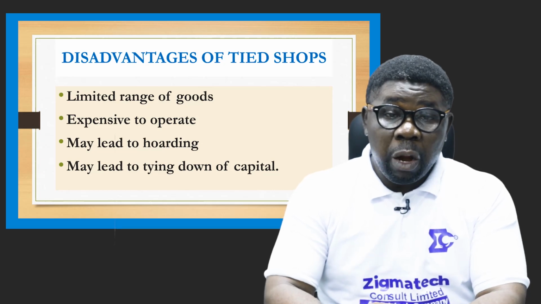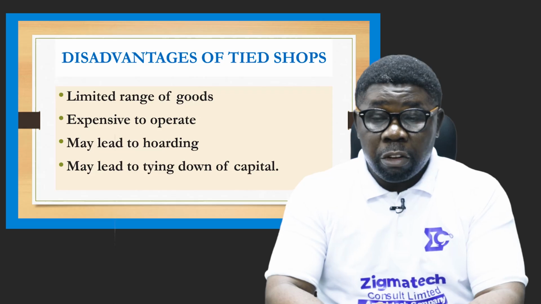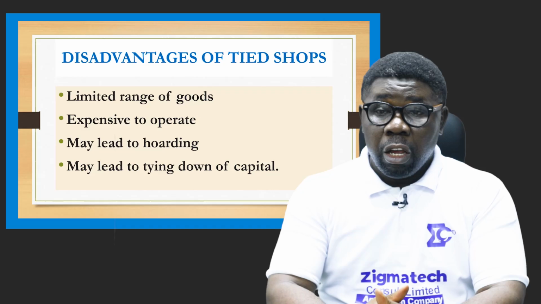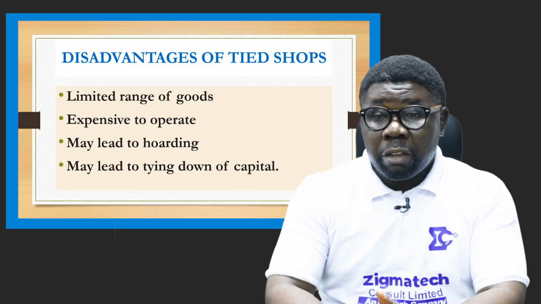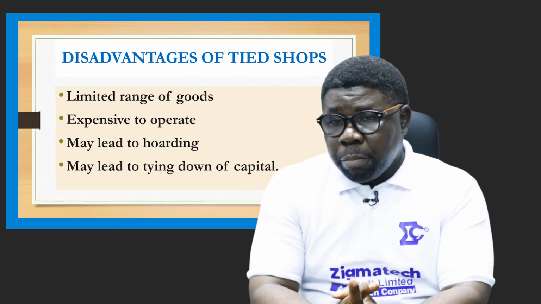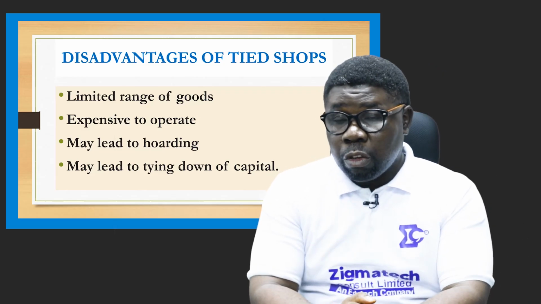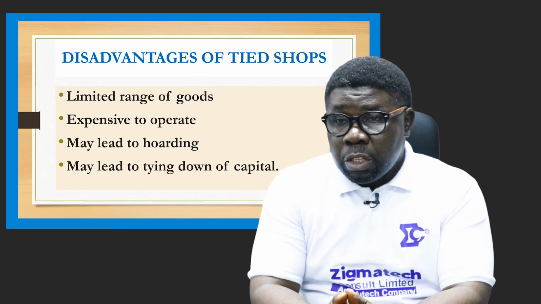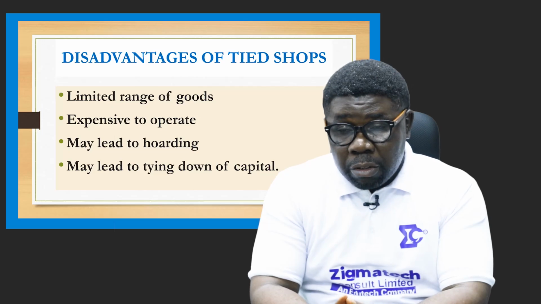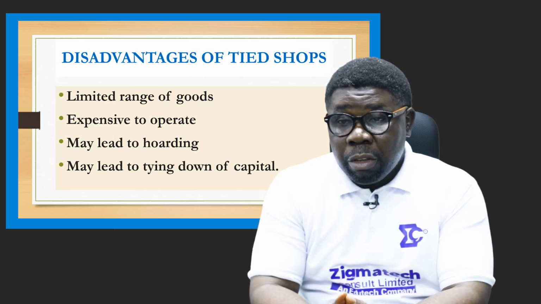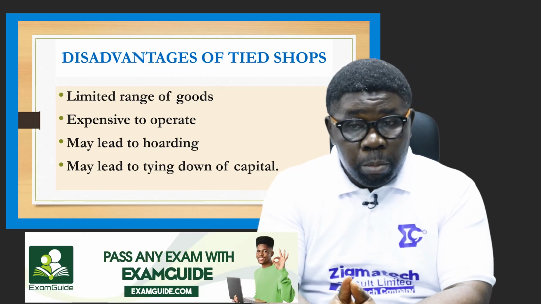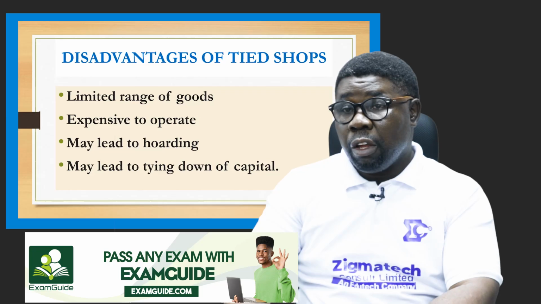Refusal to supply the required quantity in the market is what we refer to as hoarding. When somebody has products to sell and refuses to sell to the public or customers for certain reasons best known to them, it's actually called hoarding. So it may lead to tying down of capital because, of course, these goods are only of its kind, and if it's not sold off, like we said, it's going to tie down your capital, and that means you're going to wait until you sell them before you can continue doing business. So that's one of the disadvantages of a tie shop.